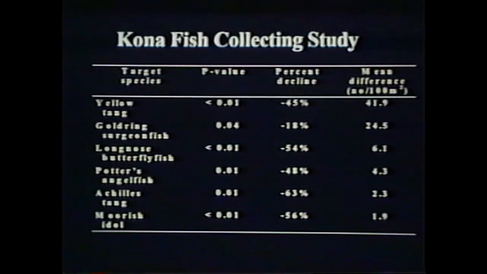And this is what people have been saying for 20 years or more, that the collectors are reducing the numbers of fish in the area. They're taking the rare ones and eliminating the ones that are sort of the spectacular ones. So now we have clear-cut scientific evidence that, yeah, you go out and you collect intensively, you're going to reduce the populations. It seems obvious. You take fish out, there's going to be fewer of them, right?